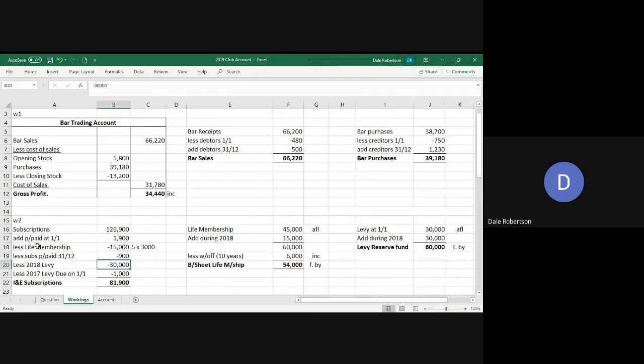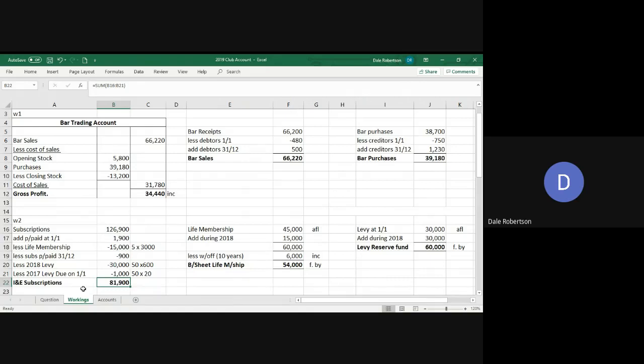Now, the levy, again, from note number 4, says that that is 50 euro by 600 members. So all of the 600 people have to pay 50 euro. So again, that's 30,000. And then there are 20 people who did not pay their 50 euro for last year. So therefore, that also needs to be subtracted from subscriptions. That's also included in here, and that's 1,000 euro. So when you add on the prepaid amount from last year and you subtract all of these things which should not be here, the actual subscriptions number is 81,900.